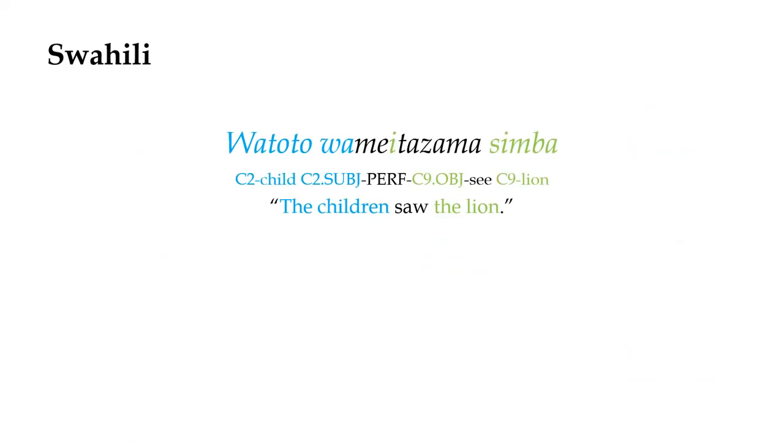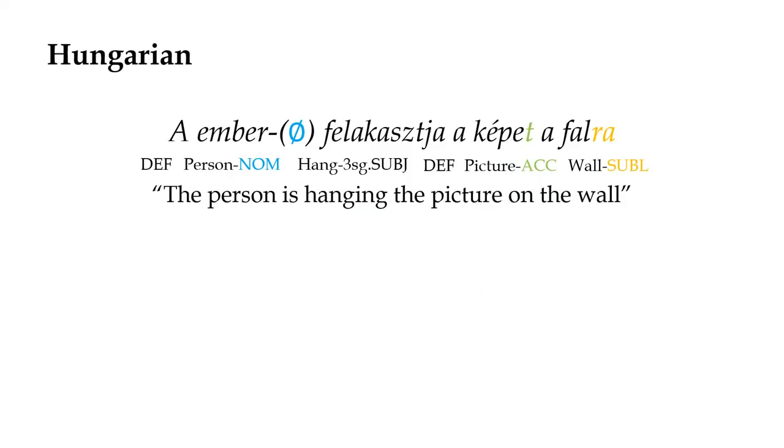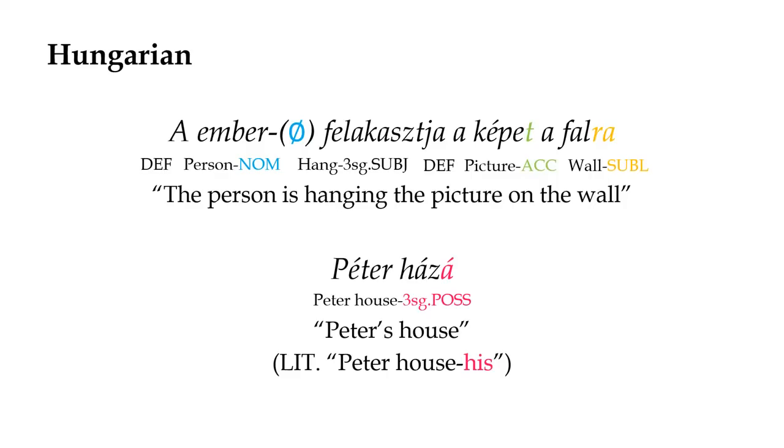Swahili makes ample use of polypersonal agreement in its verb system, like a head marking language, but also handles possession by way of genitive pronouns, like a dependent marking language. While Hungarian has a rich case inventory to mark most roles, except in possessive phrases where it instead marks the possessed noun with an affix that agrees with its possessor, like a head marking language.